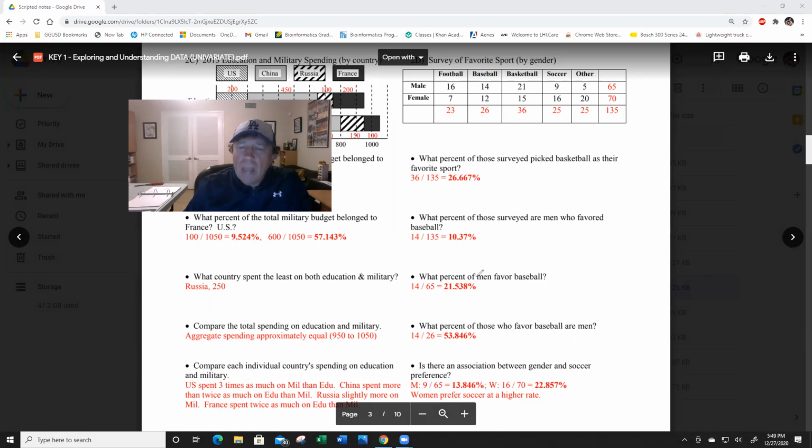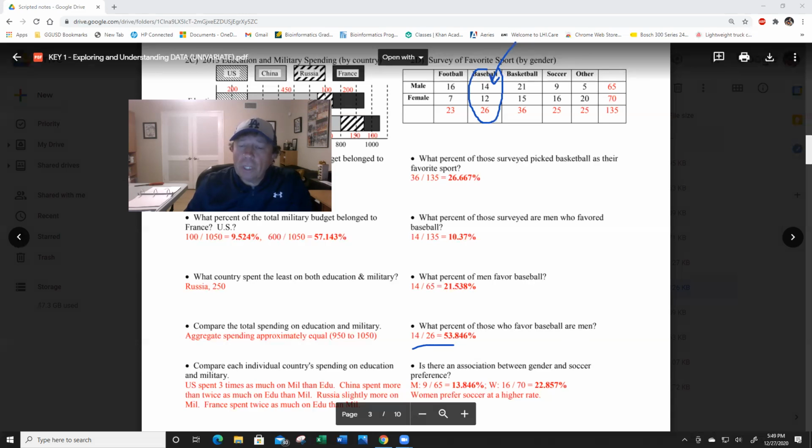What percent of men favored baseball? Now you're just talking men. So this is the denominator right here. And the numerator will be the baseball one right there. Okay. What percentage of those who favor baseball are men? Those who favor baseball, okay, are men, which is going to be right there, 14 out of 26.